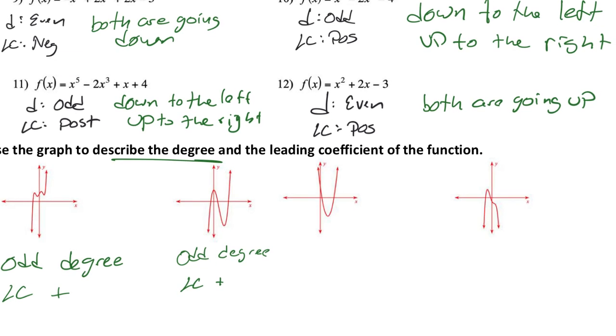Number 3, I got both of them going up. So that means my degree is going to be even. And because both of them are going up, my leading coefficient is going to be positive. Then the last one, again, both of them are going down. So it's an even degree. But because both of them are going down, that means my leading coefficient is negative.